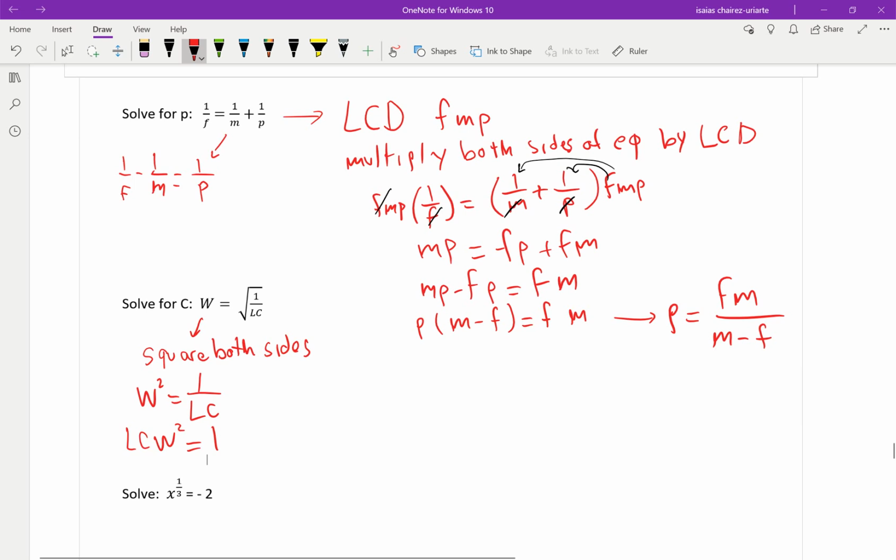And so then lastly, I have C on the left hand side, and it's being multiplied by this L times W squared. So I'm going to divide both sides by L times W squared. So C is going to be equal to 1 over L times W squared.